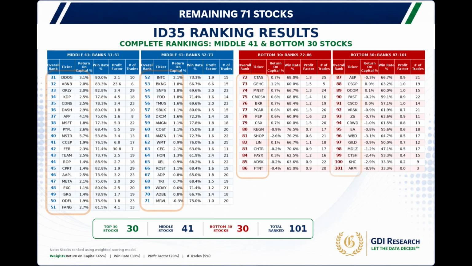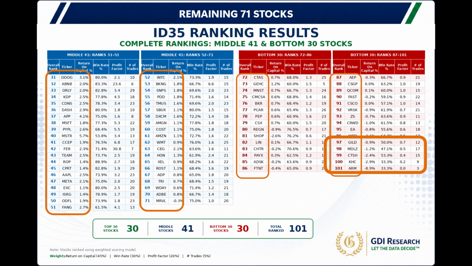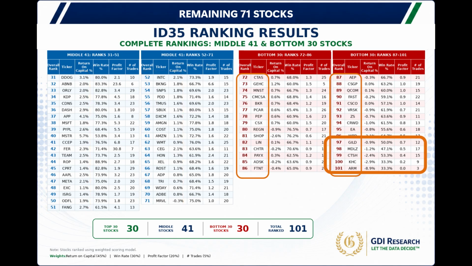Now let me show you the remaining 71 stocks. The two tables on the left represent the middle 41 companies, while the two tables on the right show the bottom 30 stocks as ranked by the optimized ID35 strategy. Let's turn our attention to the lowest-ranked group. The bottom 30, led by ARM Holdings, Kraft Heinz, Cognizant Technology, Mondelez International, Gilead Sciences, and others, generated little or even negative returns on capital under this strategy.